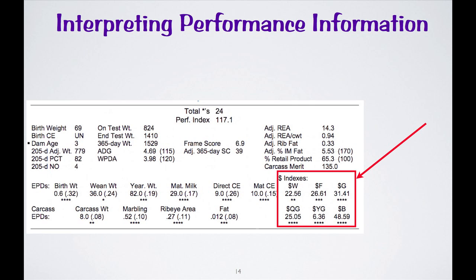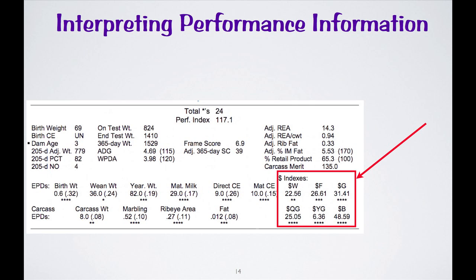Below those, you'll see a dollar QG, which is a dollar quality grade, and a dollar YG, which is a dollar yield grade, which breaks out the quality versus yield grade value within that carcass grid. If you're focusing on high value carcasses, so you're trying to get into the high-end market, you'd want to emphasize the quality grade. If you're focusing more on commodity beef and you're just trying to sell pounds of red meat, you'd want to focus on the yield grade index.